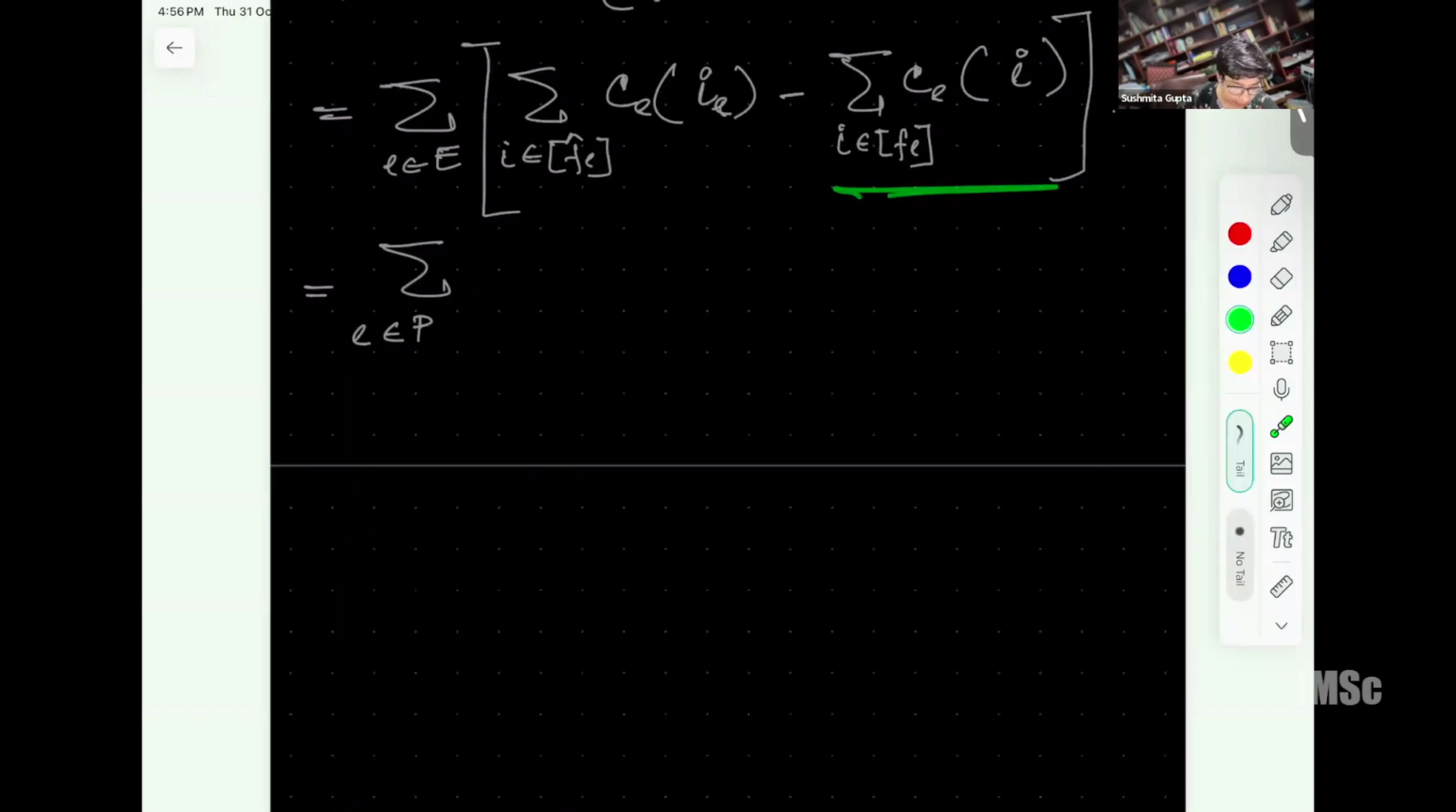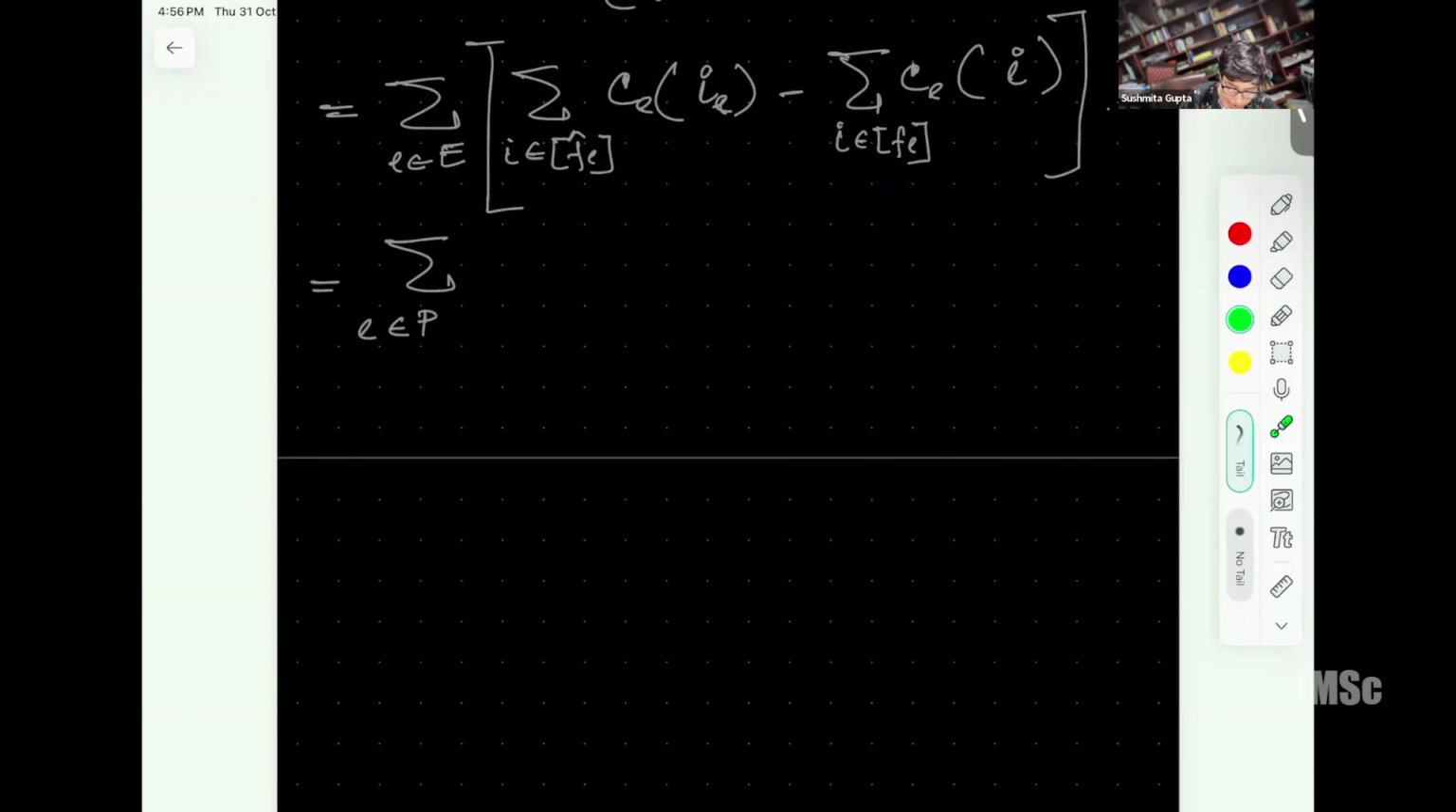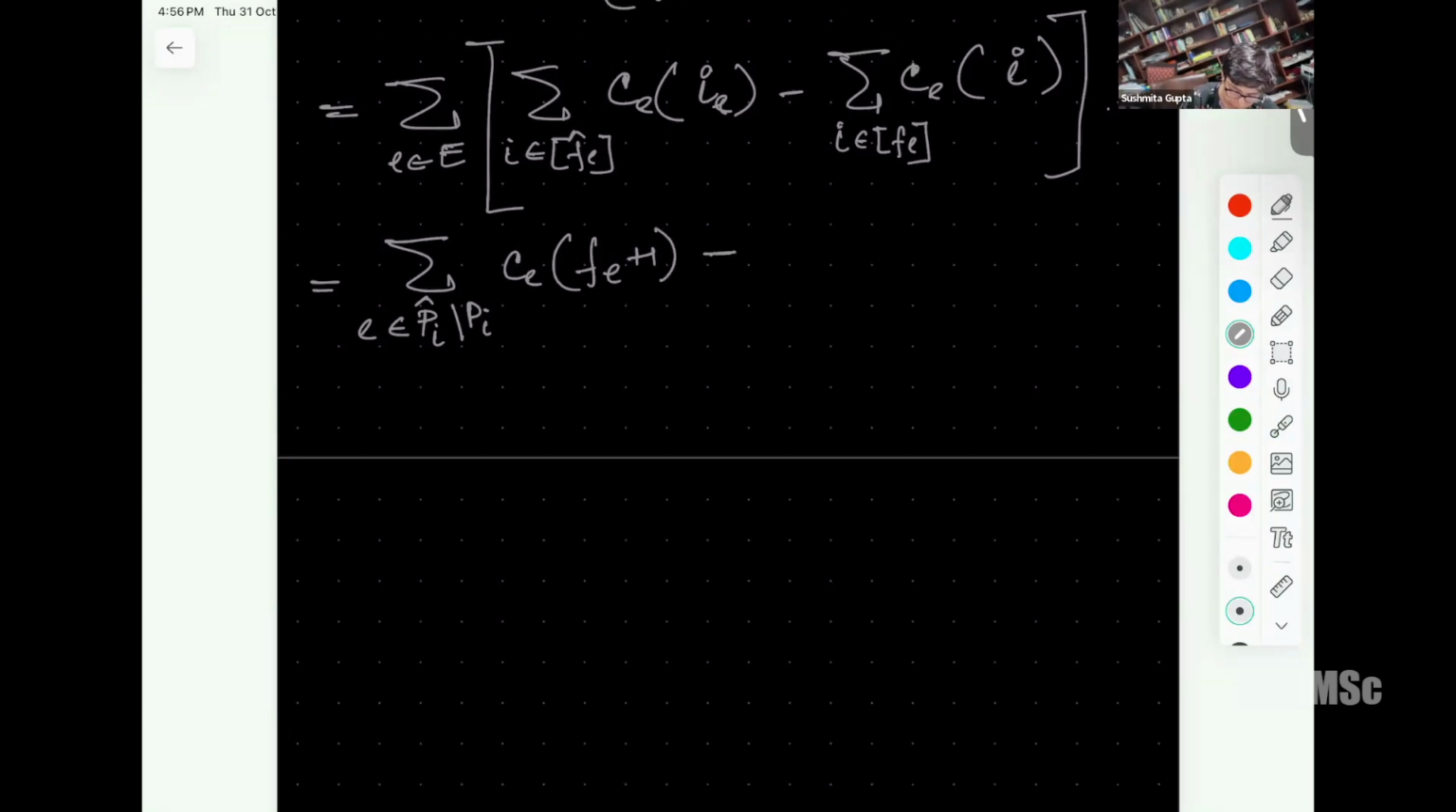Okay, let me just write this and then you tell me. Sum over e in pi hat minus pi of c_e(f_e plus 1), minus c_e, sorry, for e in pi minus pi hat, remains at f_e.